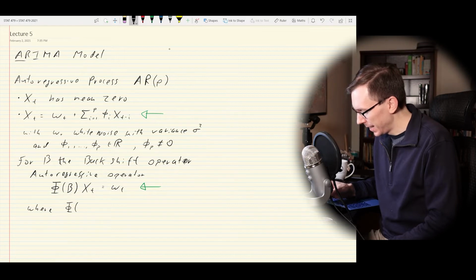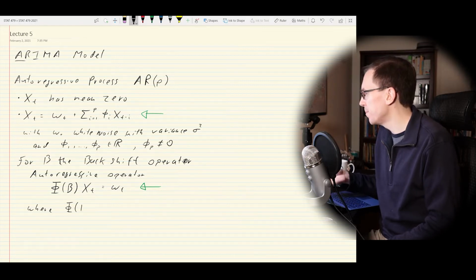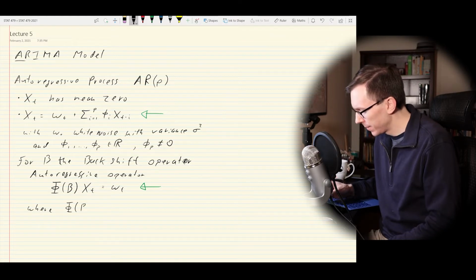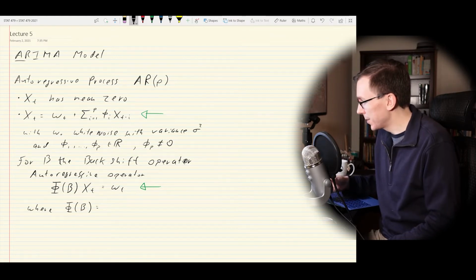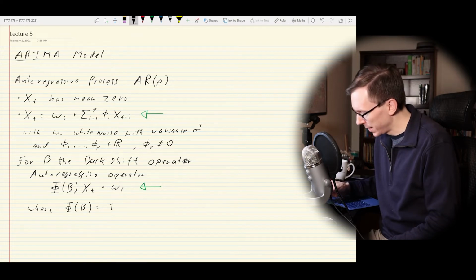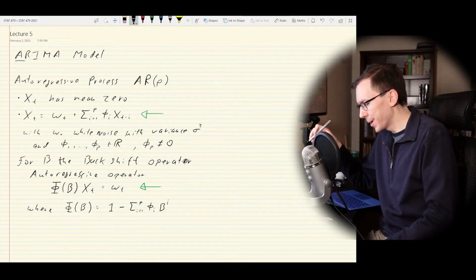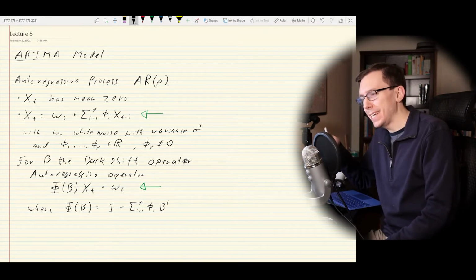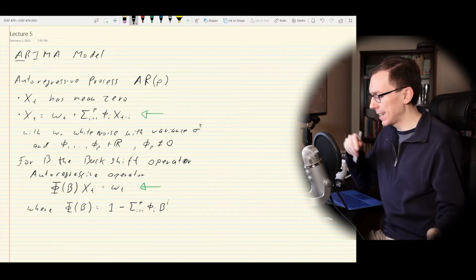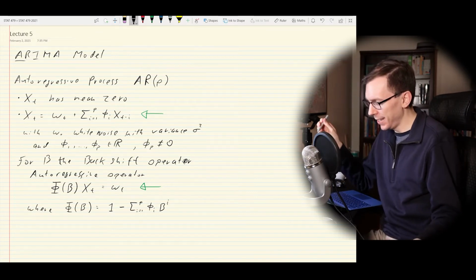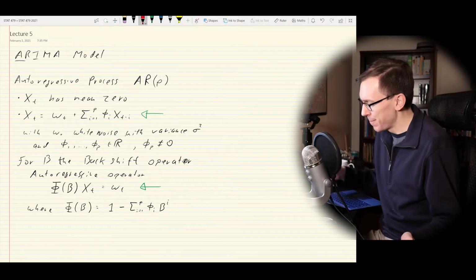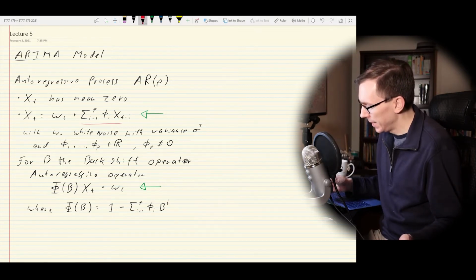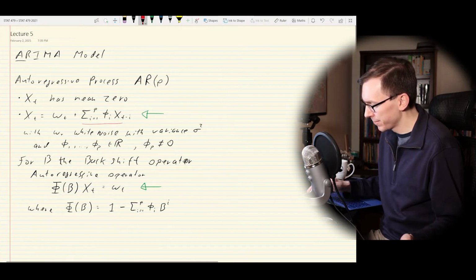capital phi of B, we'll just use B for now, is going to be a polynomial in B. So it's going to be 1 minus the sum, where we take i from 1 to p of phi sub i and B to the ith power. So remember, the more times we apply B, the more we shift our time series back in time. So I didn't really do anything here. All I did was take the summation here and move it to the other side of the equation.